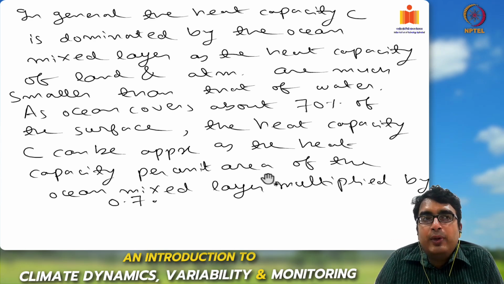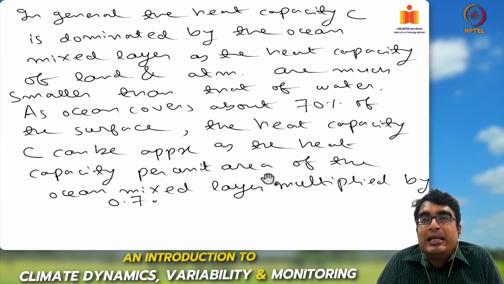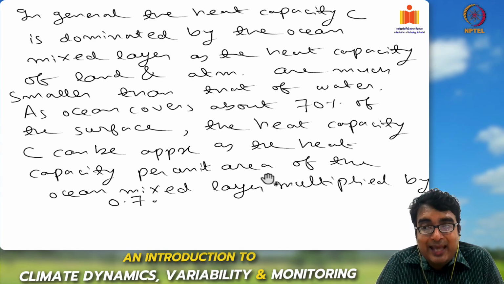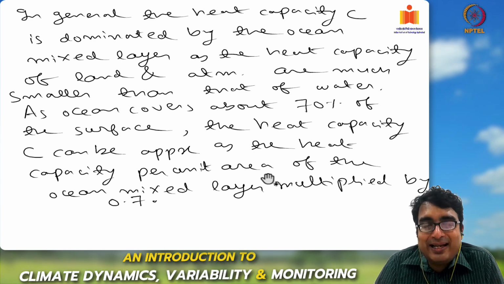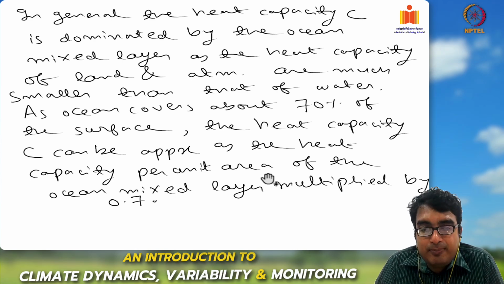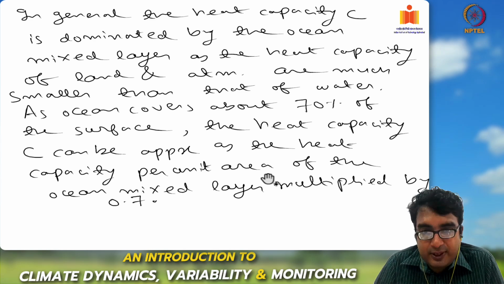Now, how do we measure the heat capacity C? The heat capacity C is made up of three components: the heat capacity of the troposphere, the heat capacity of the land surface, and the heat capacity of the oceanic mixed layer. In general, the heat capacity of the troposphere and the land surface is much smaller than the heat capacity of the oceanic mixed layer. Also, the oceans cover around 70% of the Earth's surface.